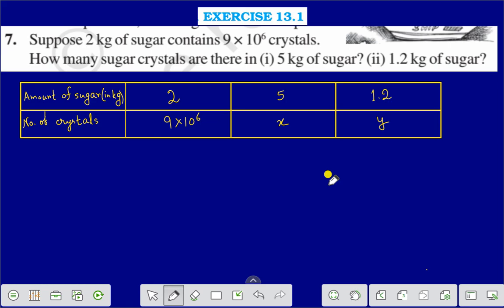Hello everyone. Today we'll discuss exercise 13.1 question number 7. Suppose 2 kg of sugar contains 9 into 10 to the power 6 crystals. How many sugar crystals are there in 5 kg of sugar? And in question number 2, 1.2 kg of sugar.